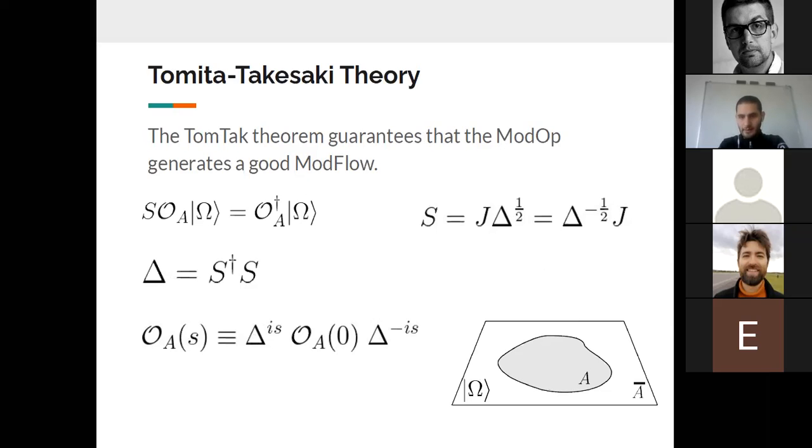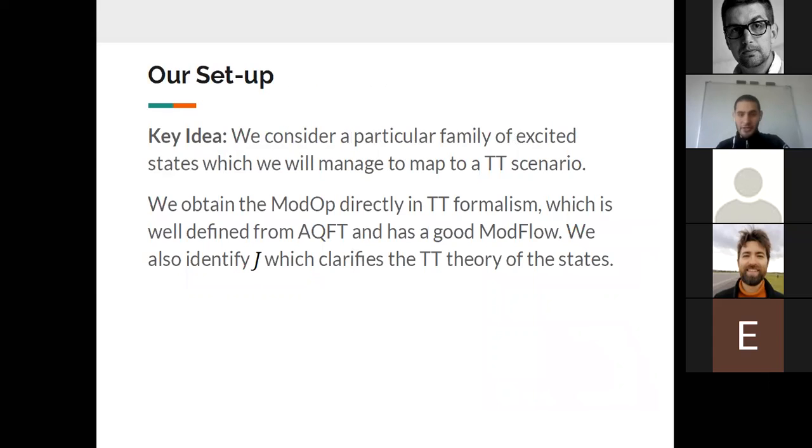Okay, so I think that's it. Now we reach a point where I will try once again, after this introduction, to give you the key idea of what we've done. We will consider a particular family of excited states, which we will manage to map to a TT scenario with the guarantee that we've met the hypothesis of the theorem. If we can do that, we can obtain the modular operator directly in this TT formalism, which is well defined from an algebraic quantum field theory perspective and provides a good modular flow automatically. You don't have to prove it as an extra step.